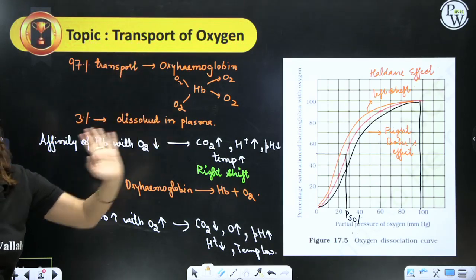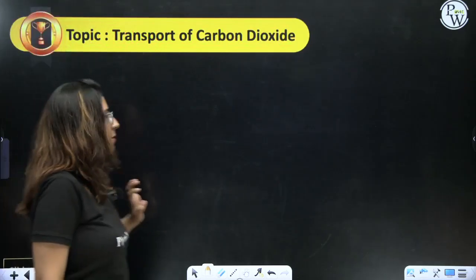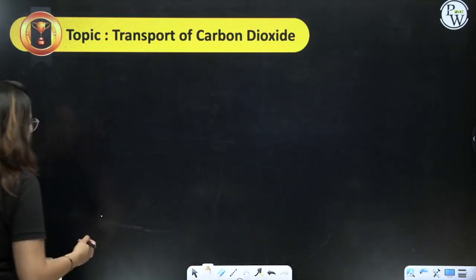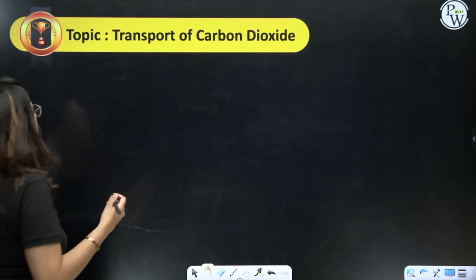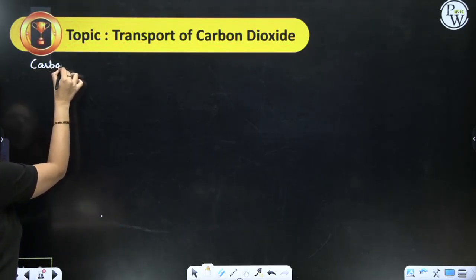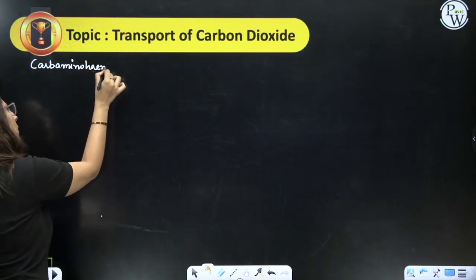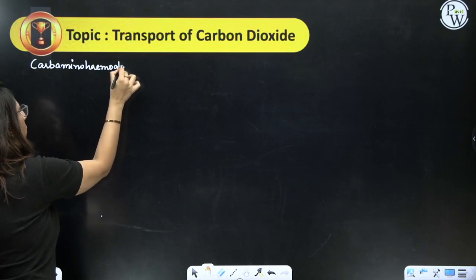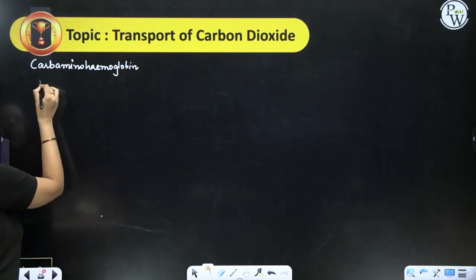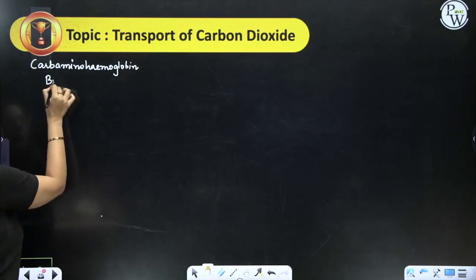Simplest way I have taught you the transport of oxygen. Let's talk about the transport of carbon dioxide. So transport of carbon dioxide occurs in 3 different forms. First, carbaminohemoglobin. Clear? Carbaminohemoglobin. Next is in the form of a bicarbonate ion.